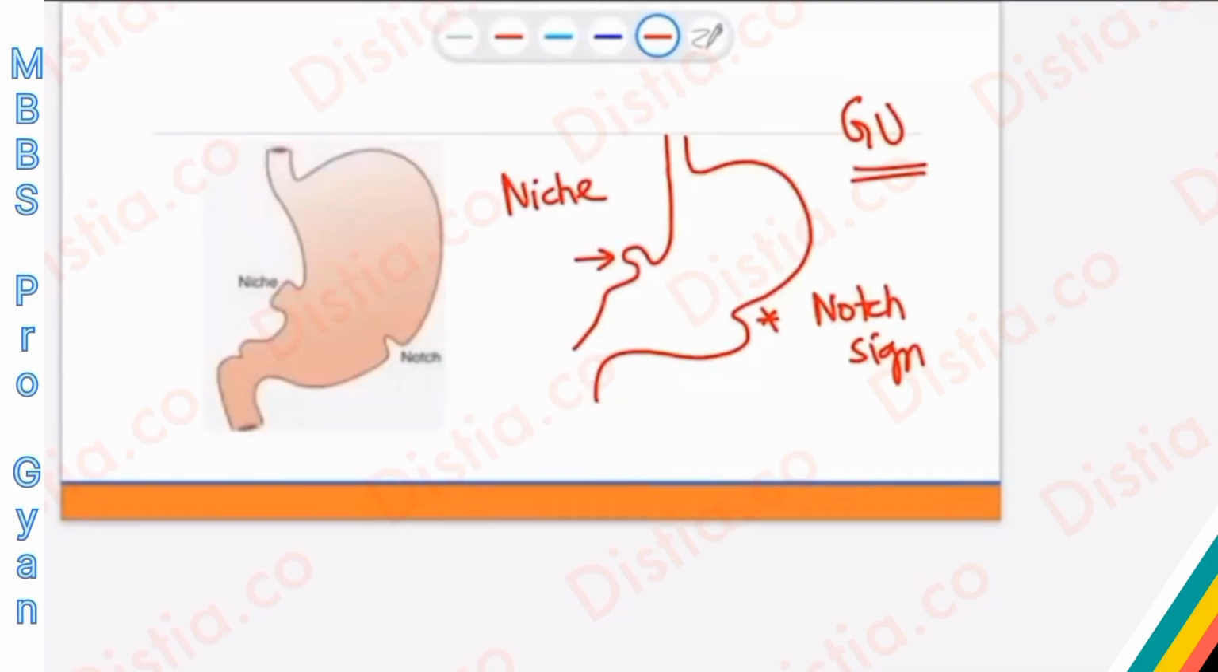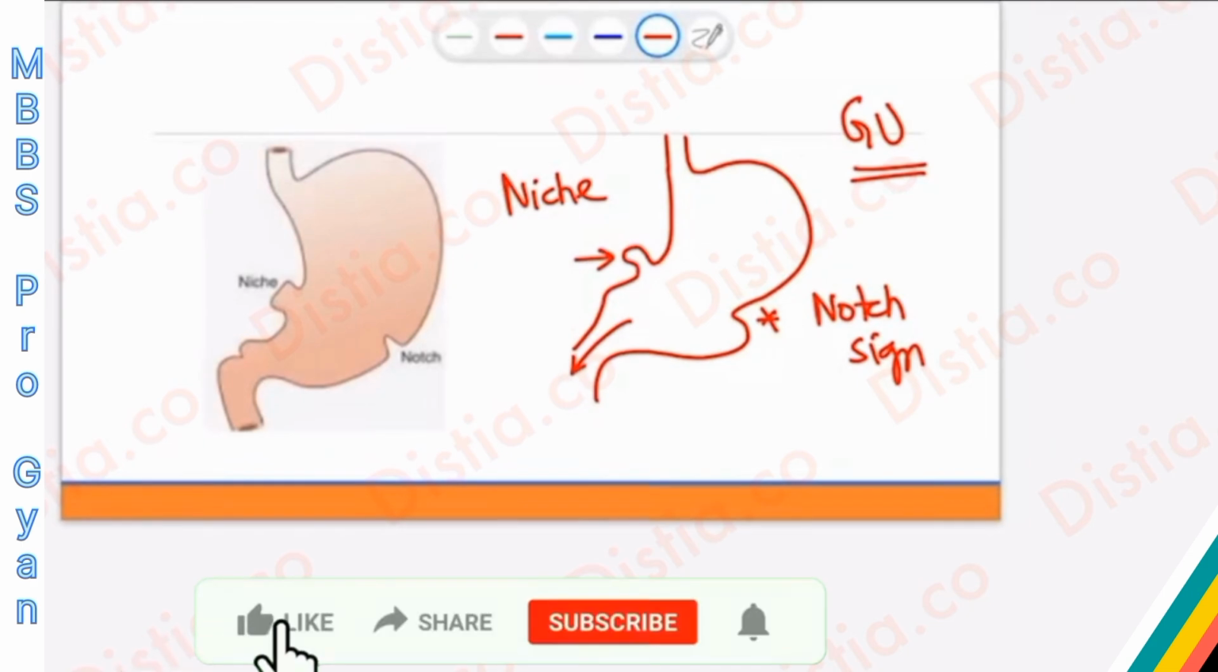On the other hand, in the image that I have hand drawn before you, the contrast can definitely flow forwards, though there might be some amount of pyloric stenosis, but that classical niche and notch sign that is present on the lesser and the greater curvature respectively would help you identify a gastric ulcer. Let's move on to the next one.